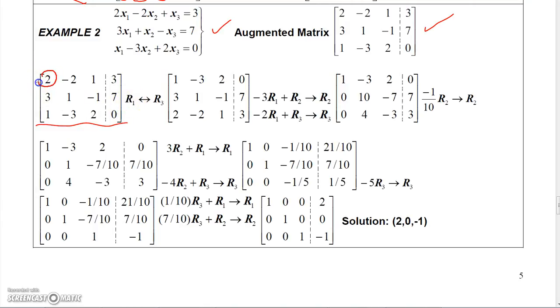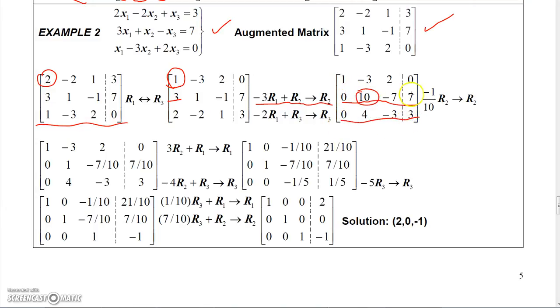So I need a 1 here, so what I'm going to do is swap row 3 with row 1, and that'll get me a 1 there. Now I want to eliminate the 3, so I'm going to multiply everything in row 1 by -3 and add it to row 2, and that'll give me a new row 2. Now you can do the arithmetic yourself. Just multiply everything here by -3 and then add it to their corresponding pairs in row 2. And you should get 0, 10, -7, 7. And then multiply everything by -2 and add it to row 3, and you should get 0, 4, -3, 3.